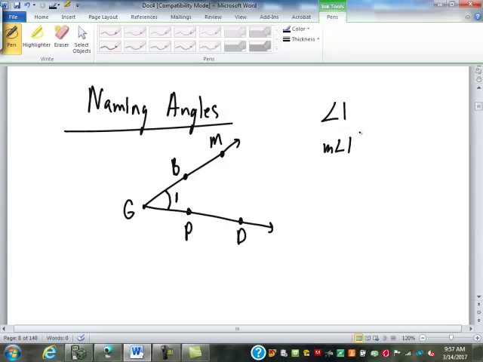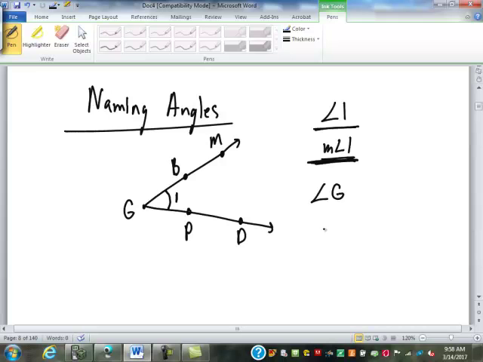M angle 1 is called, that's read measure of angle 1. This is actually asking a question. If you see that notation, it's asking how many degrees is angle 1. This here can still be used. You can say find the given angles and list angle 1. You'd still have to find the angle, but this is actually asking a question. Down here, we can just call it angle G.